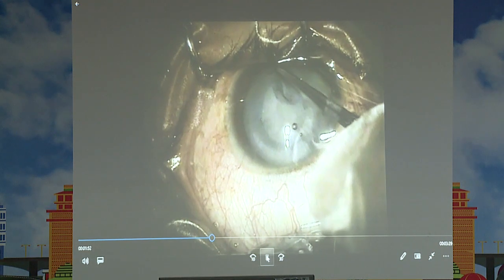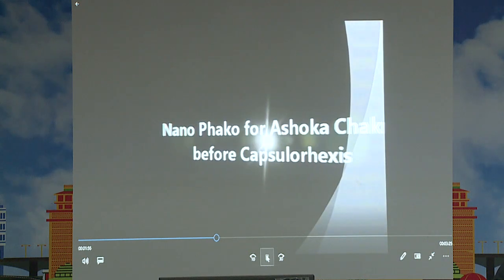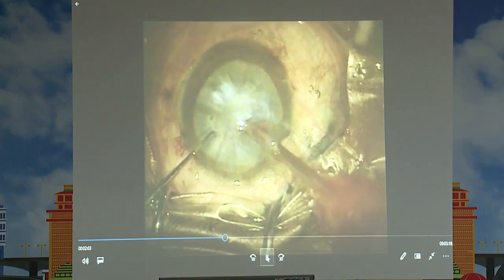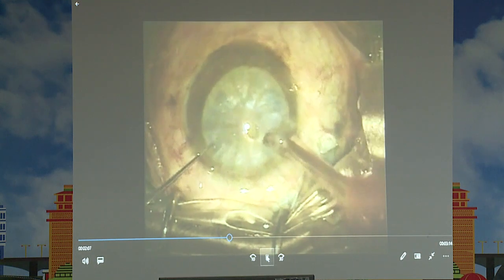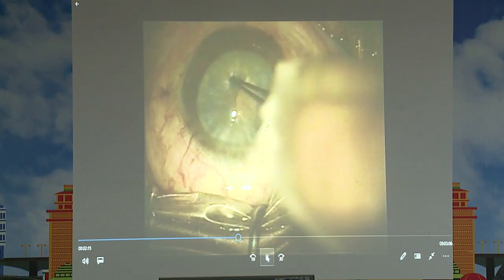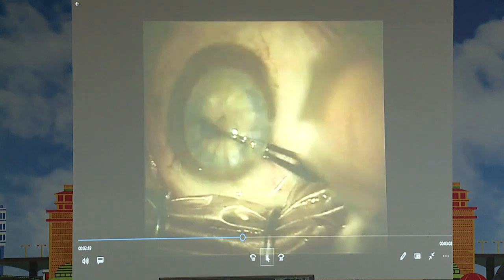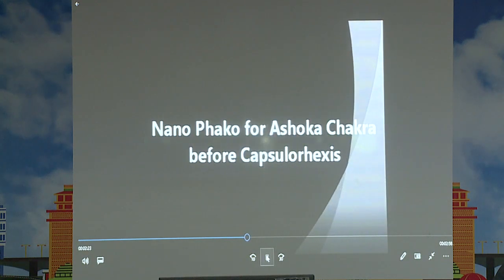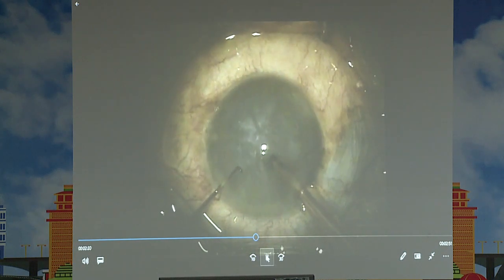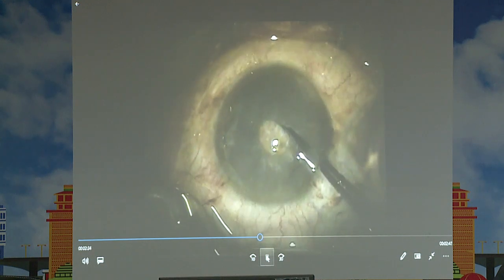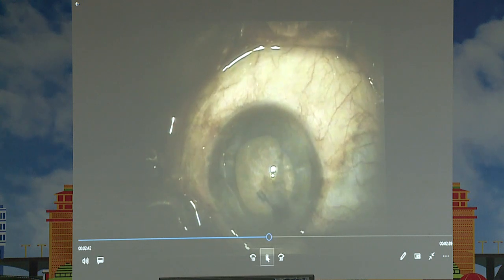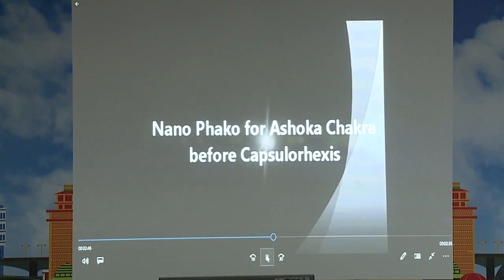It has a learning curve, of course, but I'll give you certain tips. For doing this, you have to make a very small side port, so that the Sinskey hook can enter and it doesn't leak fluid from there. Another case. Good Ashoka Chakra sign, and then go ahead with the rhexis, a very controlled one. All you have to see is that sometimes the zonules are weak, so you have to be very, very careful. Sometimes the capsules are thick, you have to be very, very careful.